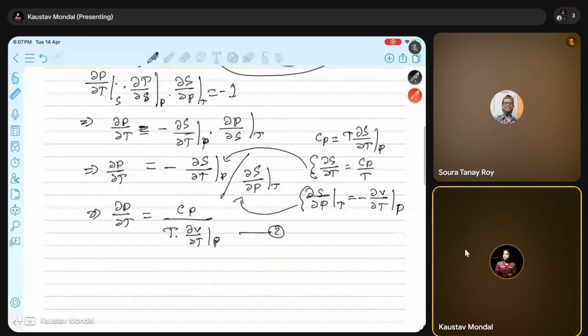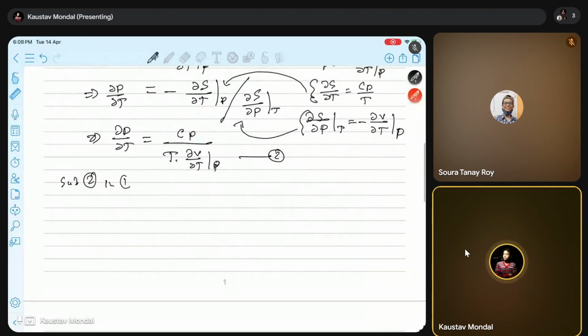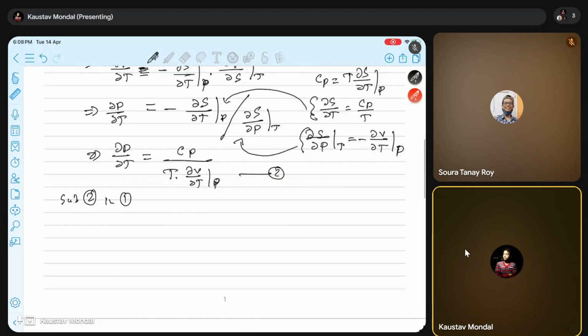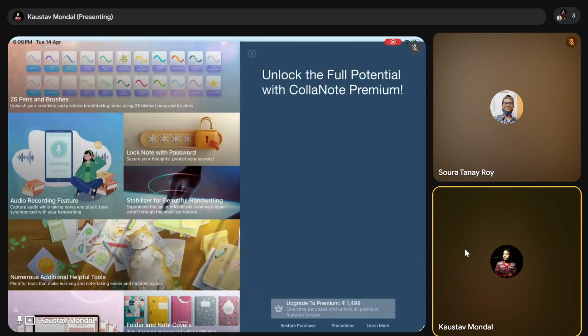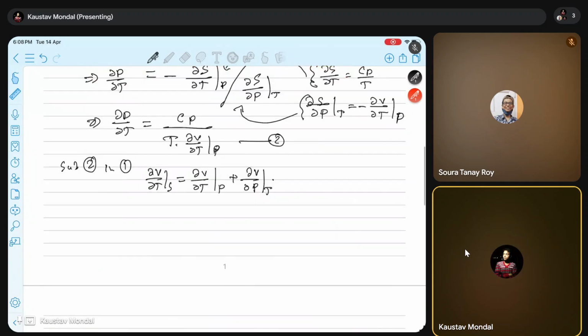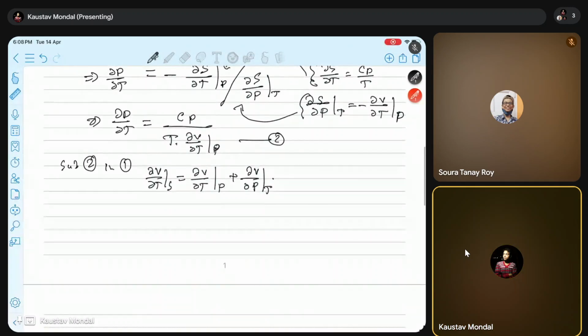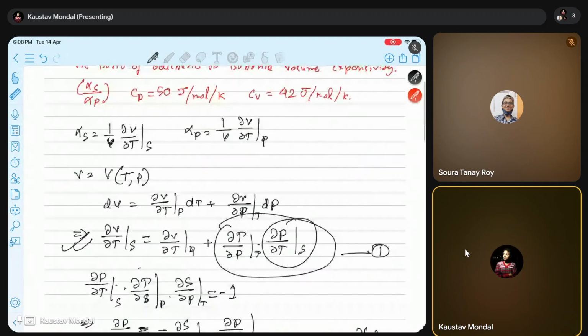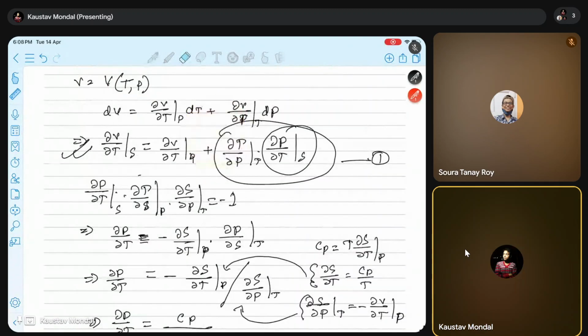Now if you substitute equation 2 in equation 1, after doing that you will get del V del T at constant S equal to del V del T at constant P plus del V del P at constant T into del P del T. Sorry, this is del V del P.